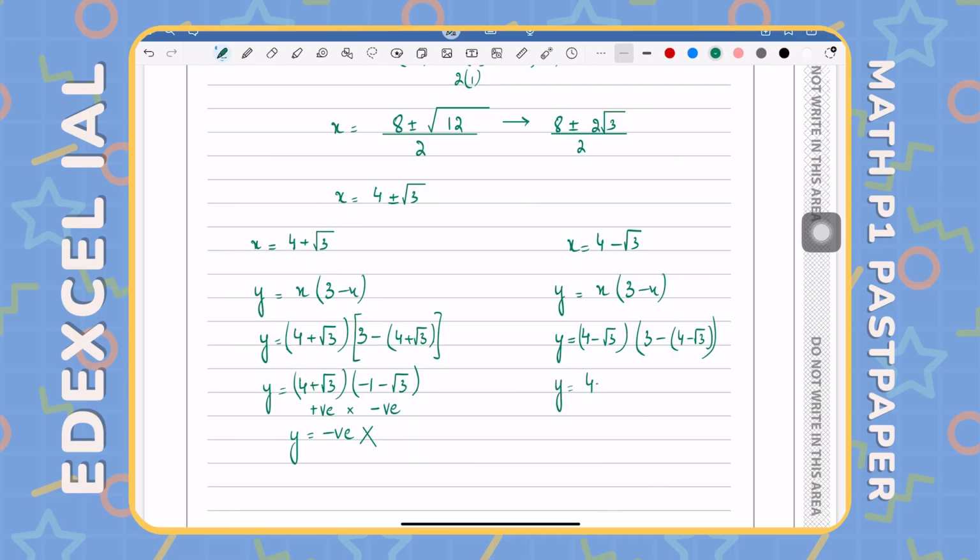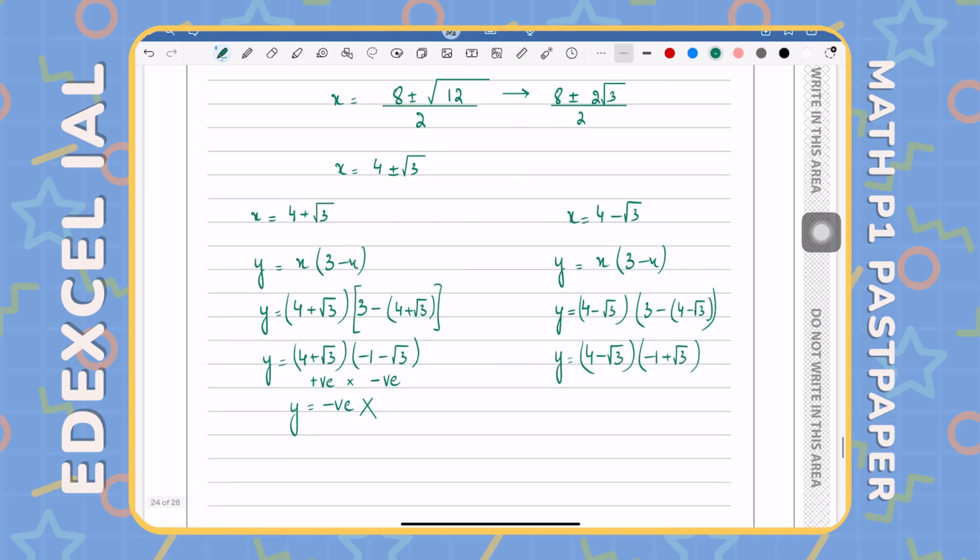So 4 minus under root 3, we're not going to change that. That is good as it is. 3 minus 4 is minus 1. Minus minus will eventually make it plus. So minus 1 plus under root 3. And let's simplify this. By the way, you can see that this will give you a positive value only because 4 minus under root 3 is positive, and minus 1 plus under root 3 is positive. So ultimately, you will get a positive value.